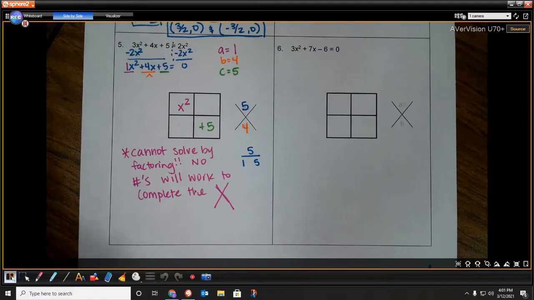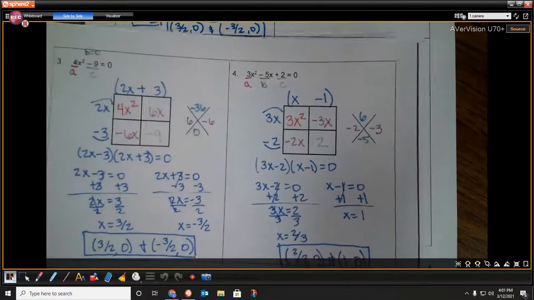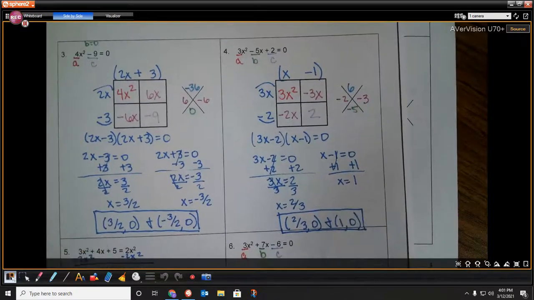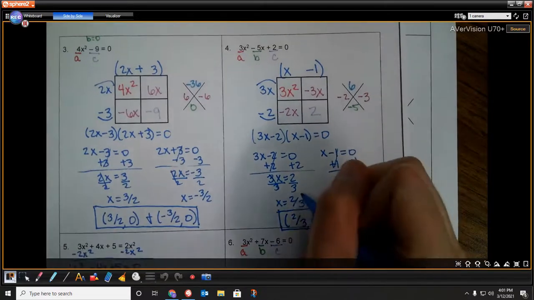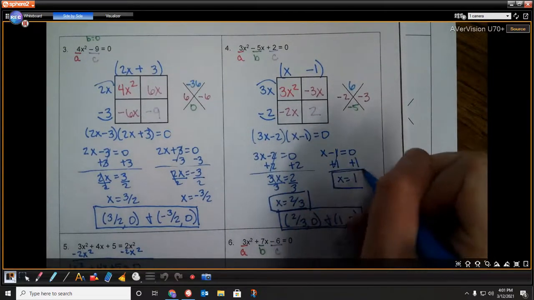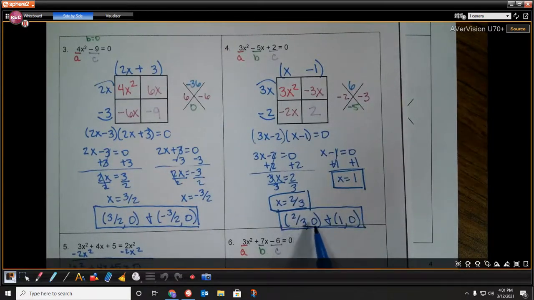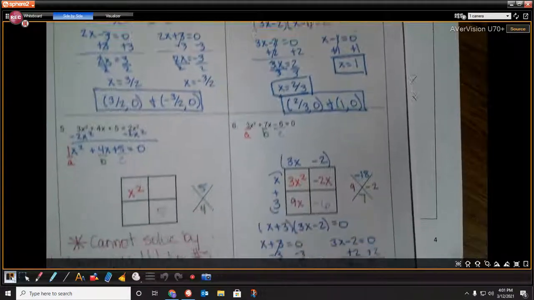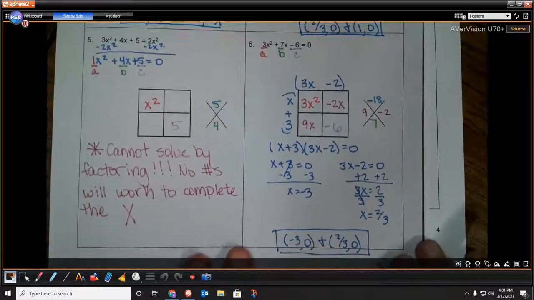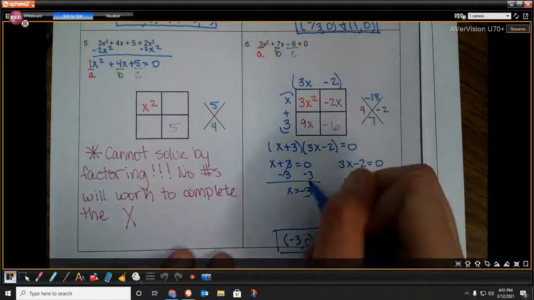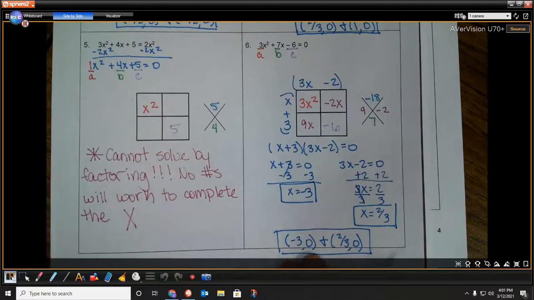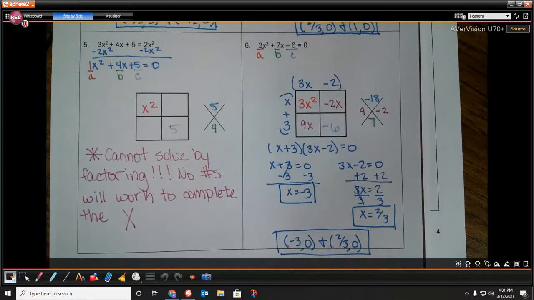All right, so hopefully you were able to do those on your own, and I have some that are complete here, so I'm going to let you guys take a look at this. For number 4, this is what our answers were, that x equals 2/3 and x is equal to 1. And that was 2/3, 0 and 1, 0. All right. You guys can pause it right there and double check your work. And then on number 6, we see over here that our two values were x is equal to -3 and x is equal to 2/3. So our two solutions were -3, 0 and 2/3, 0.